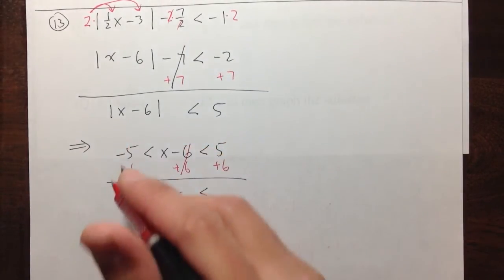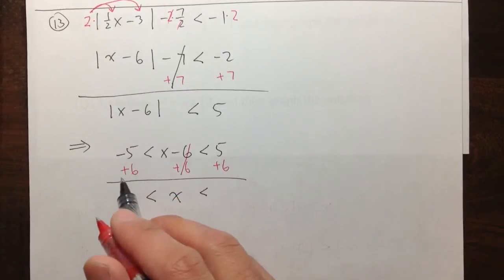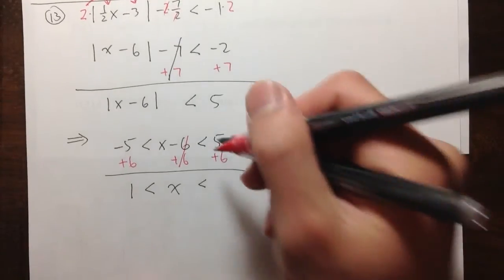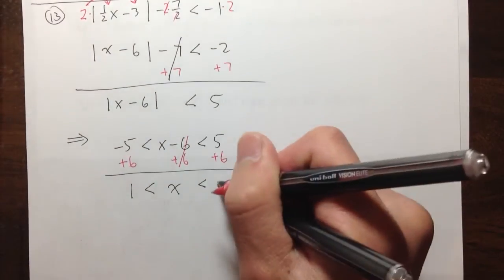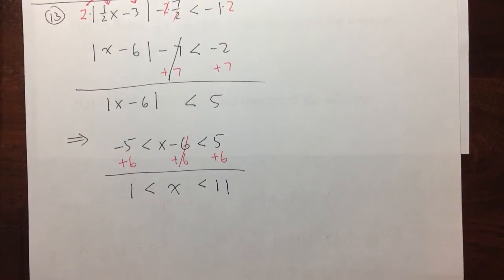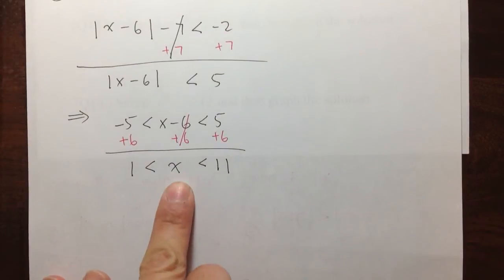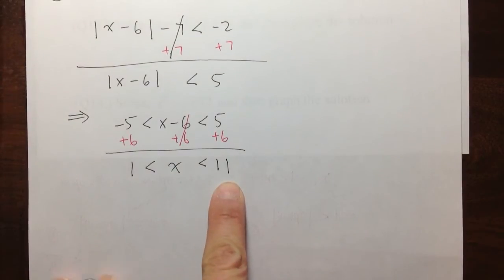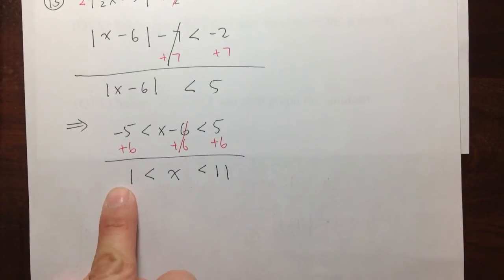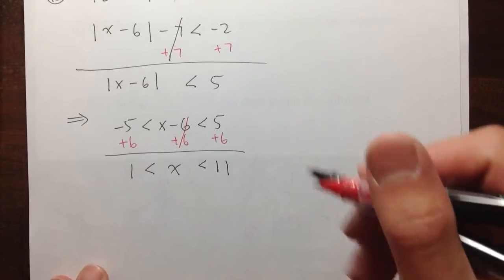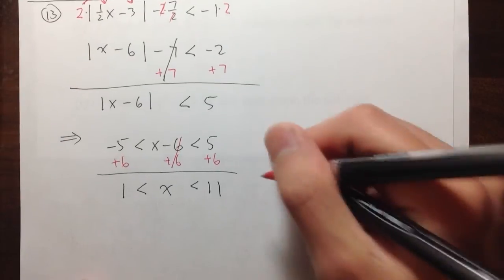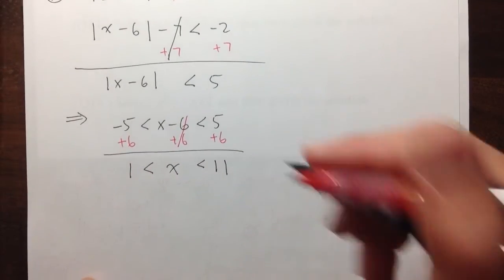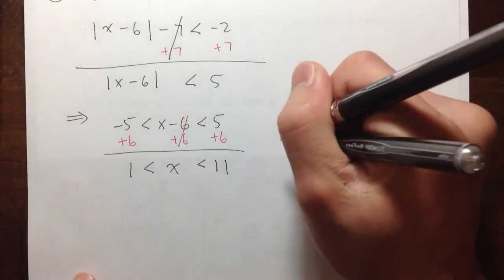Then for this one, right here, -5 plus 6 is just positive 1. 5 plus 6 is positive 11. So, what we're saying is, x is in between 1 and 11. Okay, x is in between 1 and 11. And what we want to do is, we're going to take our solution and graph our solution. So let's look at the graph.